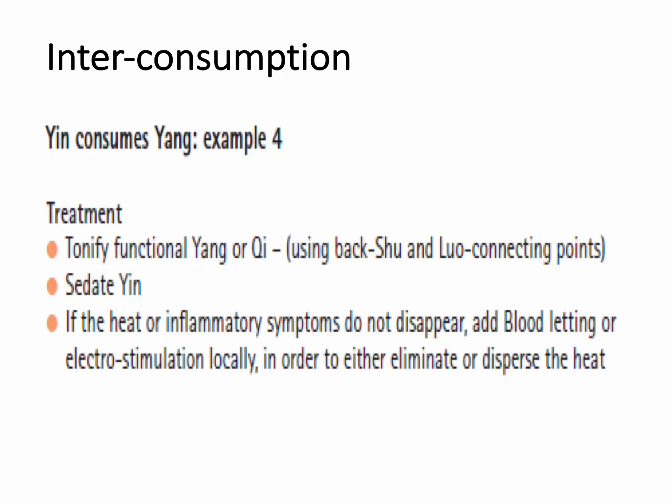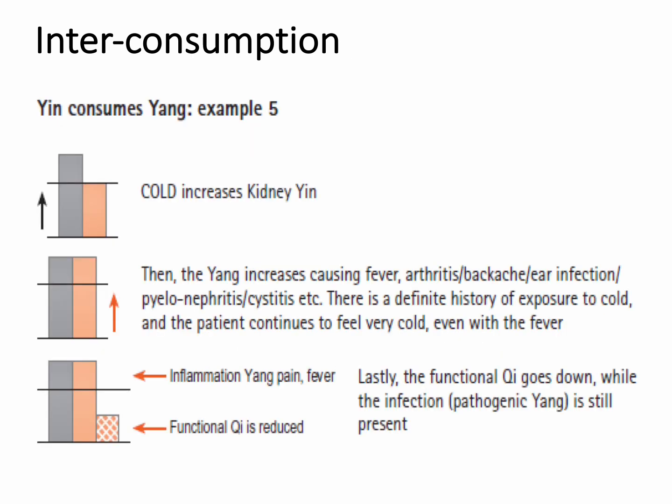Treatment: tonify functional yang or qi by using bakshu and lu connecting points, sedate yin. If the heat or inflammatory symptoms do not disappear, add bloodletting or electrostimulation locally in order to either eliminate or disperse the heat. Still on interconsumption, we now go to example 5. Yin consumes the yang.